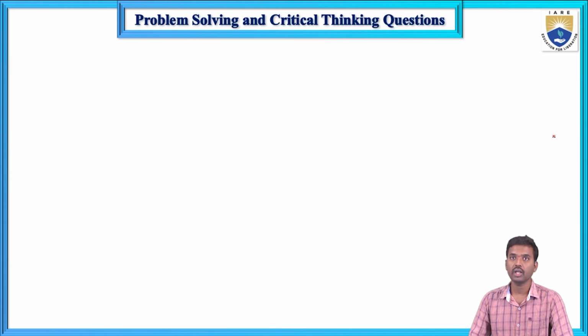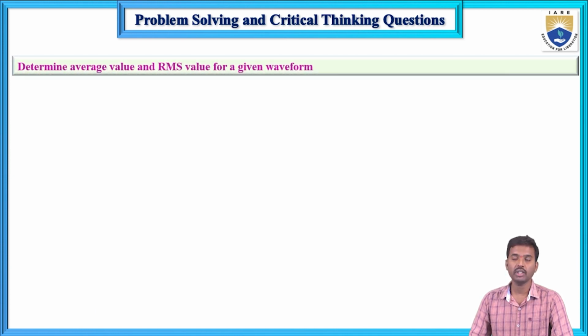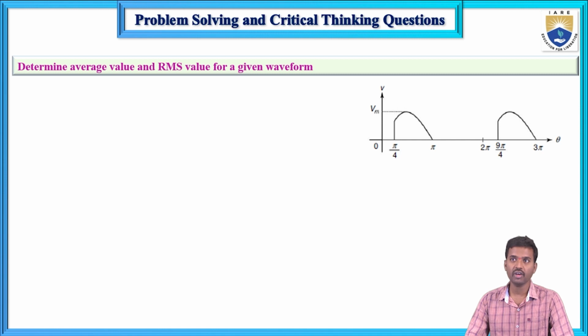Now next problem: determine the average value and RMS value for a given waveform. Now this is a sine wave. If you give it to a half wave rectifier, in the first half cycle you will get 0, pi and 2 pi. This is 3 pi and this one is 4 pi.